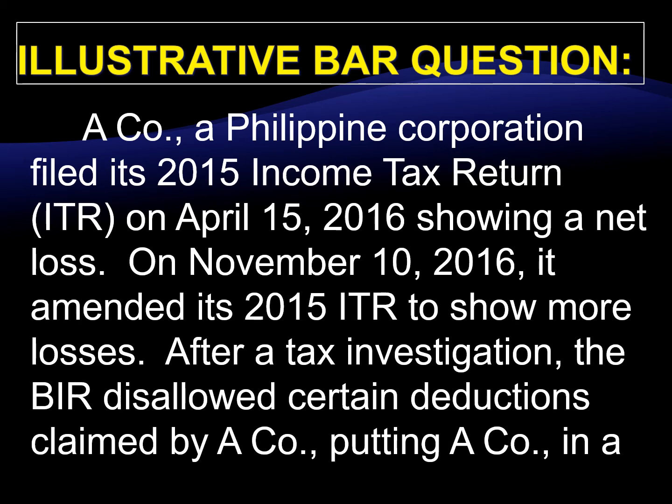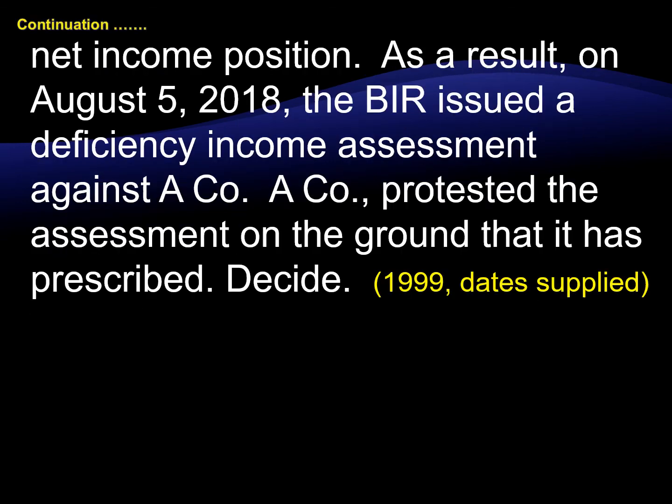After the tax investigation, the BIR disallowed certain deductions claimed by ACO, putting ACO in a net income position. As a result, on August 5, 2018, the BIR issued a deficiency income tax assessment against ACO. Now remember, the Bureau of Internal Revenue has up to November 16, within which to issue an assessment notice.